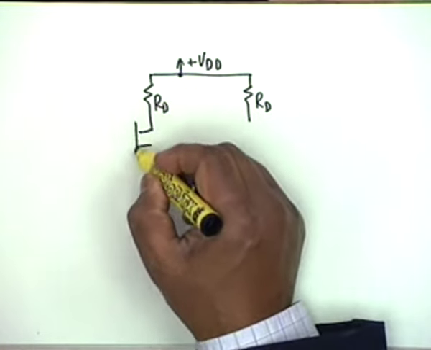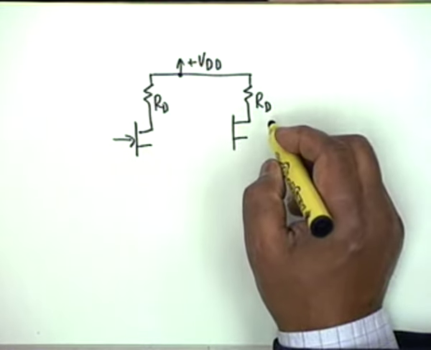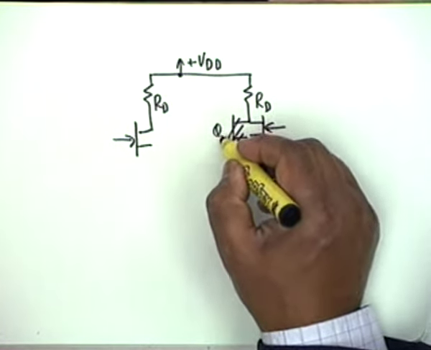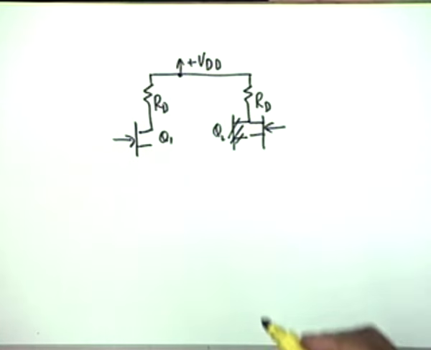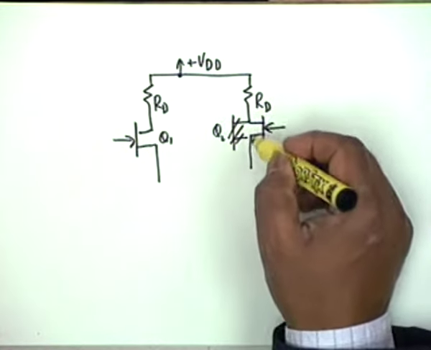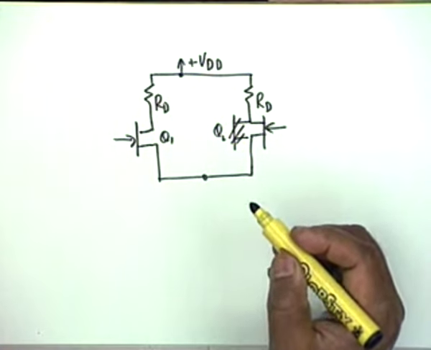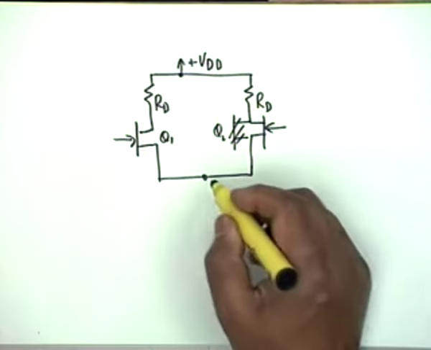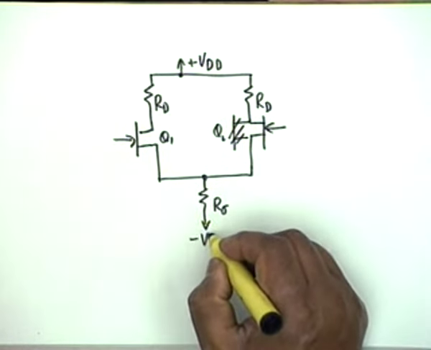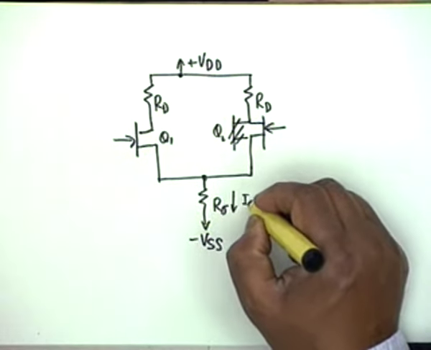We have Q1, no, I should have drawn like this, Q2, then the two sources. This is the drain, this is the source terminal, the two sources are connected together, so it's a source coupled pair rather than an emitter coupled pair, and then we have an R sigma. This goes to minus VSS, and this current is ISS.